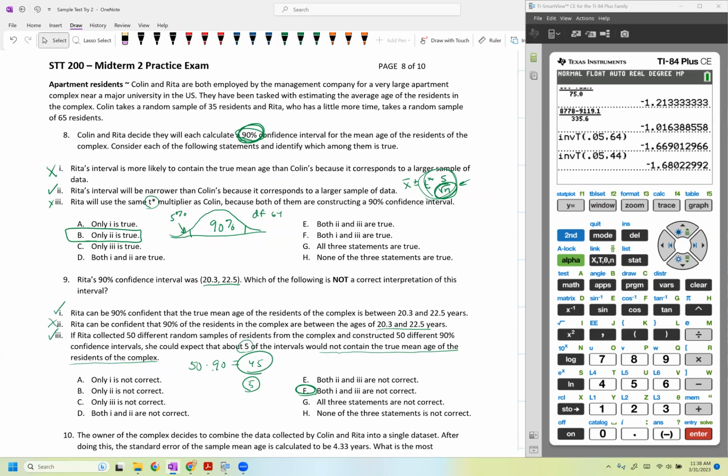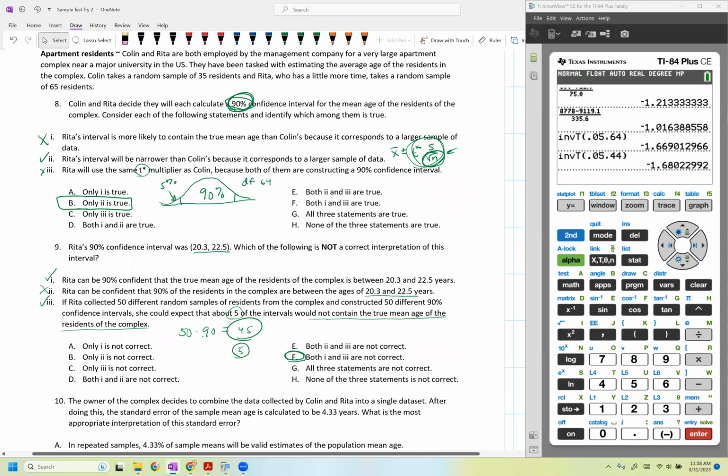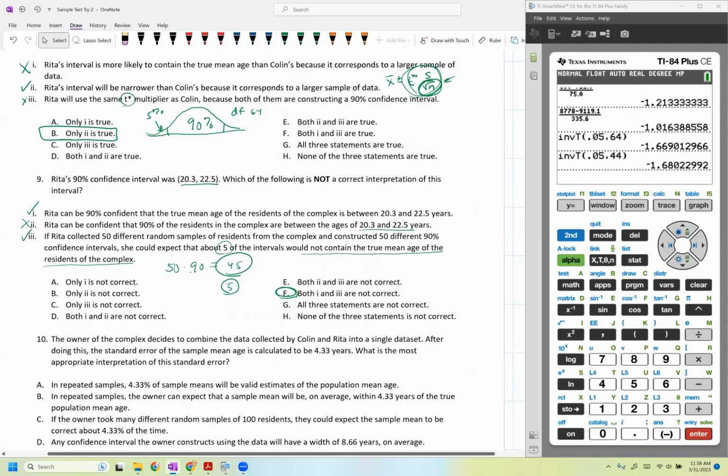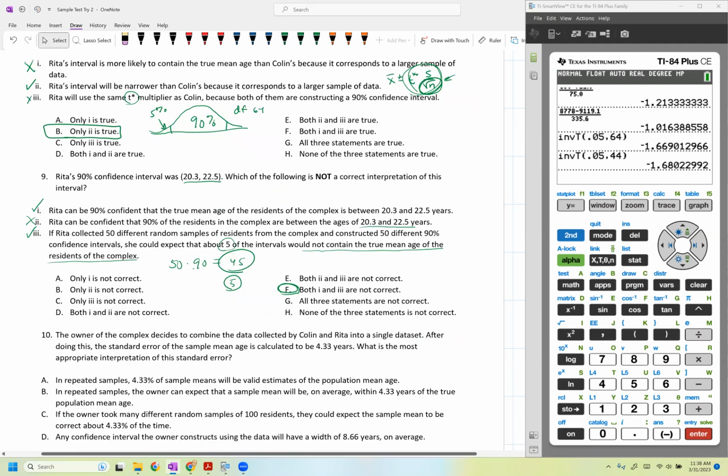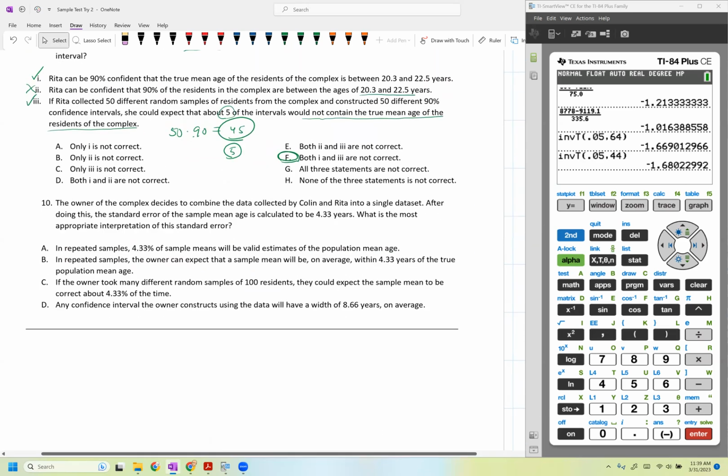All right, question number 10. The owner of the complex decides to combine the data for Colin and Rita into a single database. After doing this, the standard error of the sample mean age is 4.33. What is the most appropriate interpretation of that standard error? Well, let's do a quick review here.